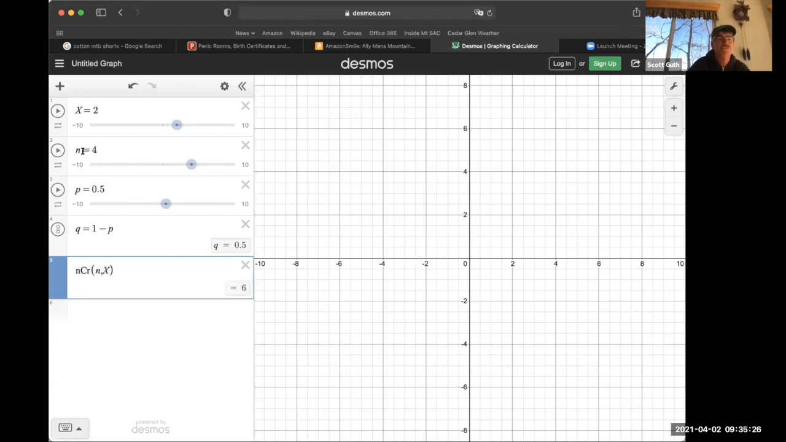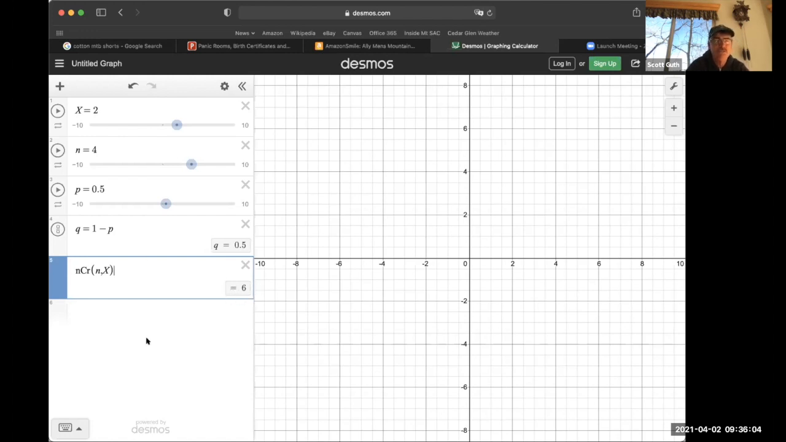Remember, n is 4, capital X is 2. I don't know if you remember, but we counted the number of ways from 4 trials to get 2 successes, and there were 6 ways. And so you can see it comes out as a 6 here. Any questions about that? Again, it has to be a capital X. And the command, I don't think you can use the lowercase c here. I'm going to see. No, you can't use the lowercase c. It has to be a capital C, just like we do in our notes. And again, it comes out as a 6.